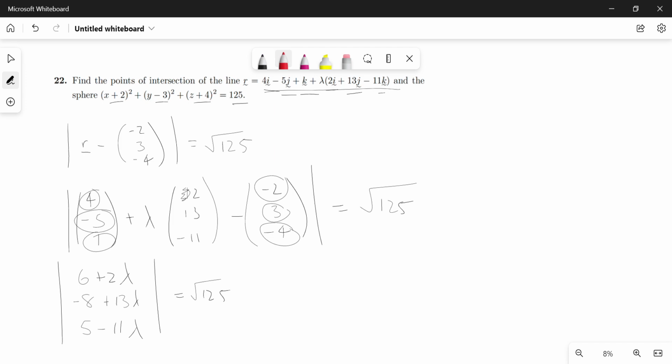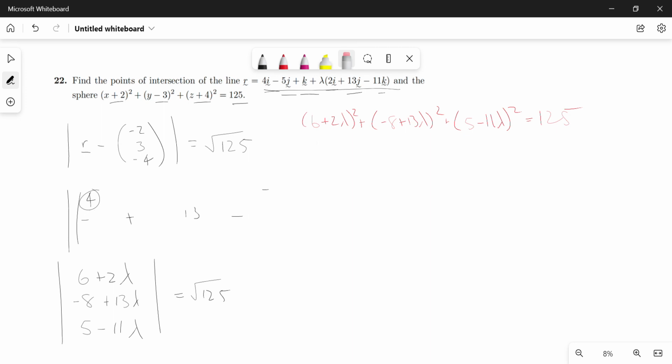All right, so how about we have a look at that distance? If I square both sides, I don't need the square root, so I'm saying (6 plus 2 lambda) squared plus (-8 plus 13 lambda) squared plus (5 minus 11 lambda) squared, all of that has to equal 125. So if we expand that, I'll rub that out so we've got a bit of room. Okay, let's expand that out. I'm going to go over here because it's going to take a bit of room.